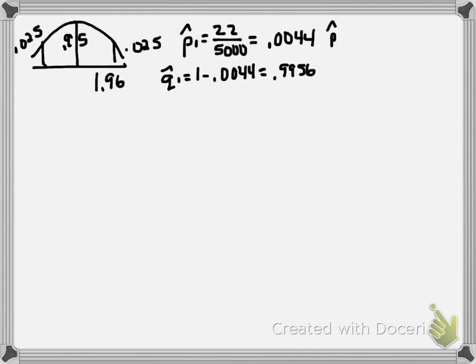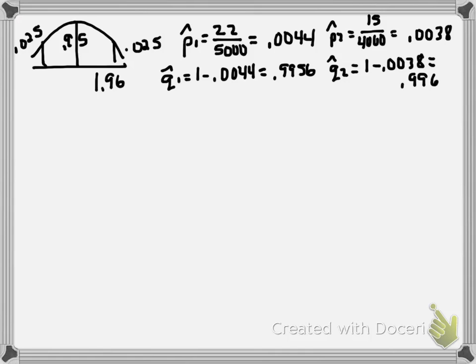P hat 2 is 15 bags lost out of 4,000. Rounding to 4 decimal places, you should get 0.0038. Q hat 2 is 1 minus that number, which is 0.9962.